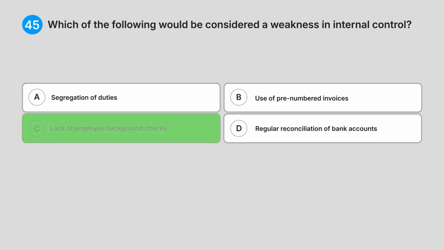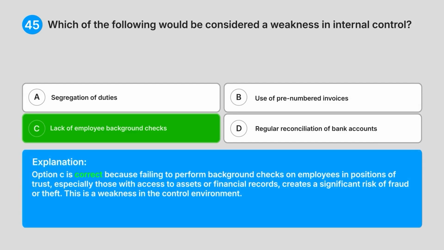Correct answer. C. Lack of employee background checks. Explanation. Option C is correct because failing to perform background checks on employees in positions of trust, especially those with access to assets or financial records, creates a significant risk of fraud or theft. This is a weakness in the control environment.